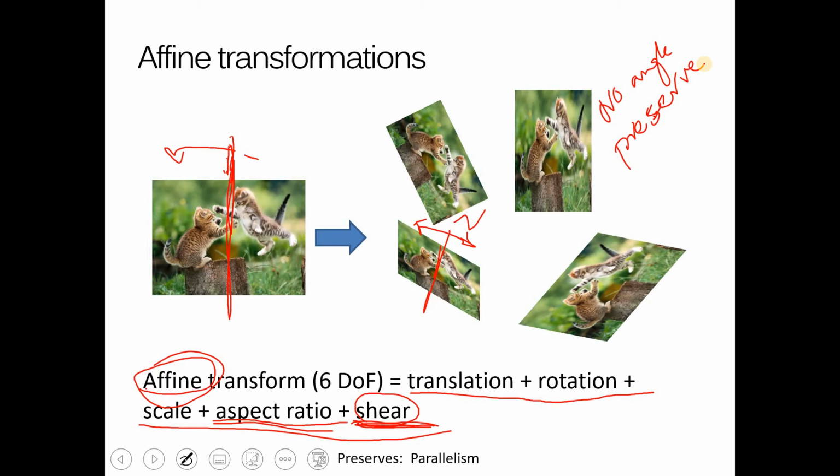What is still preserved is that parallelism is still preserved over here in the affine transform also. Let's say you have two lines in the original image, they are parallel. Even if the image is transformed, they still remain parallel to each other. That is still preserved.